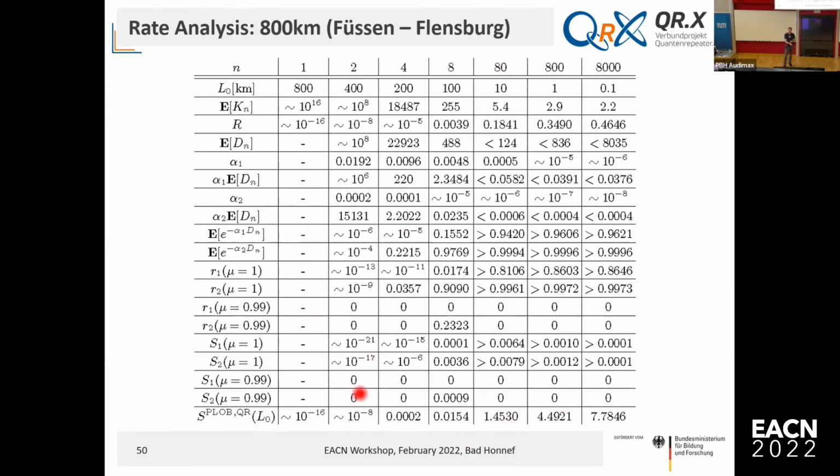How about the smaller segment numbers? Well, the total distance here is 800 kilometers. This is kind of the distance from the most southern part of Germany to the most northern part.